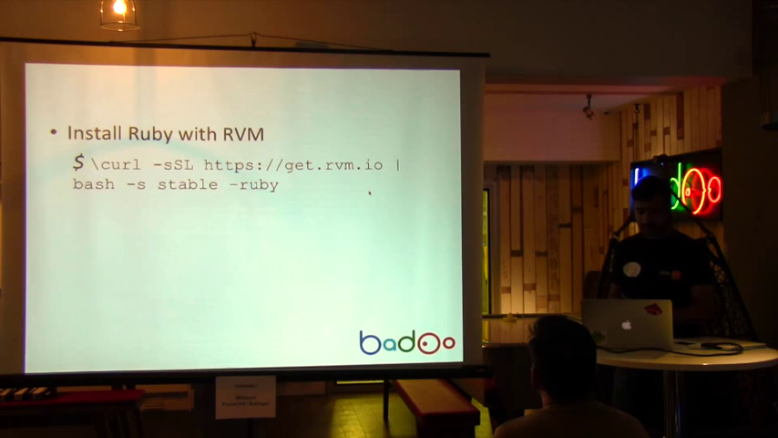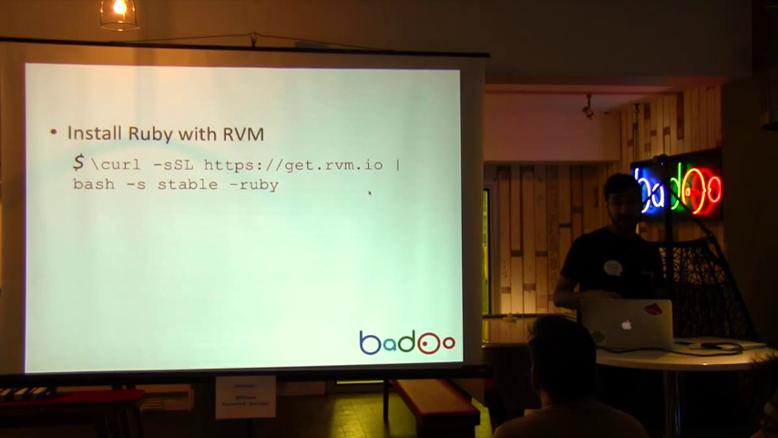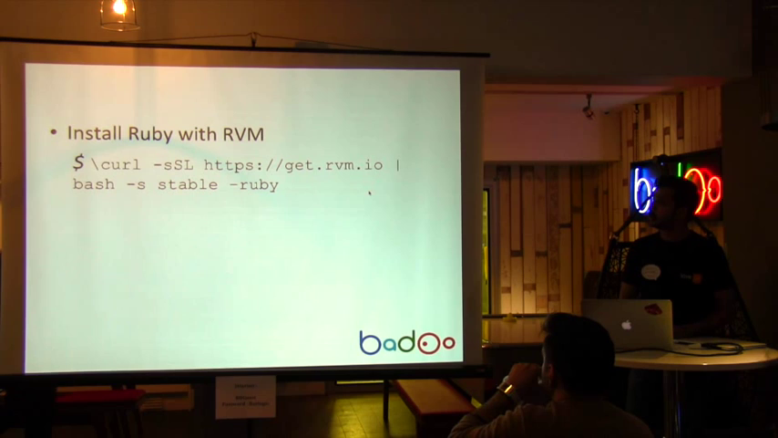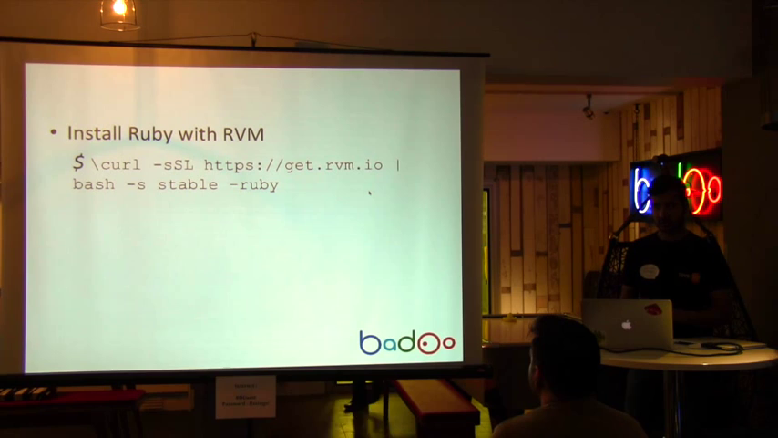Why it's good to do that is because the gems developed in Ruby sometimes don't support the Ruby version you have in your system. So if you have multiple Ruby projects and you are using multiple gems, then you need to keep switching between the Ruby versions when you're working on different projects. So RVM will give you a nice way of switching between the Ruby versions. And I think we also have rbenv, which does the same thing.